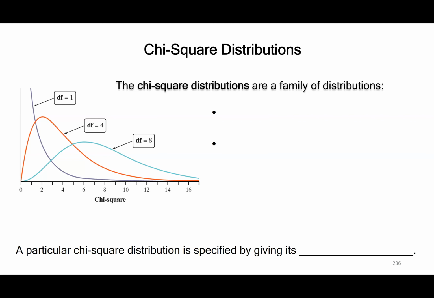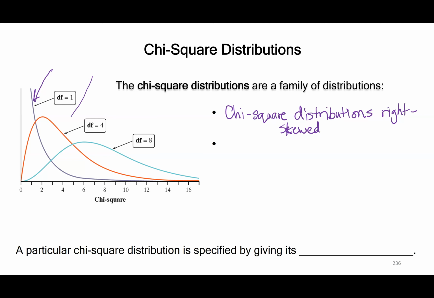Chi-square distributions are a family of distributions. So chi-squared distributions, they are very right skewed, at least to start off with. Let me clarify what I mean there. If you look at this top one, is it gray? Degrees of freedom 1. It pretty much just goes from high to low. It's very, very skewed right.